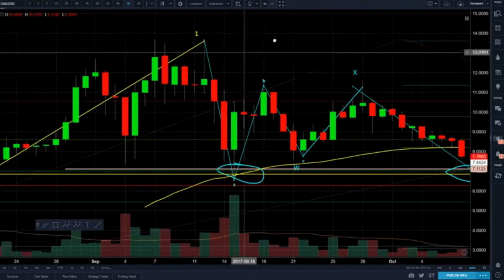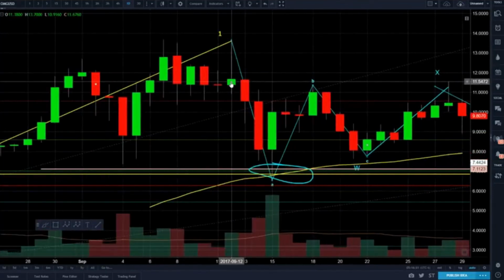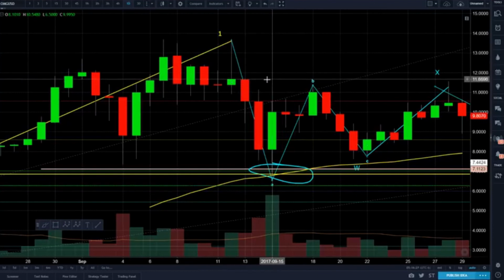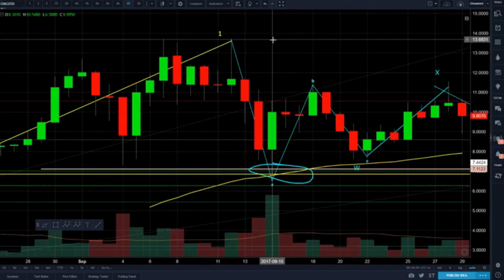On an uptrend, do you guys remember what this one's called? This one is called an inverted hammer, okay? And the market psychology says that the bulls tried really, really hard to push it up, but it was completely rejected and pushed back down here, okay?